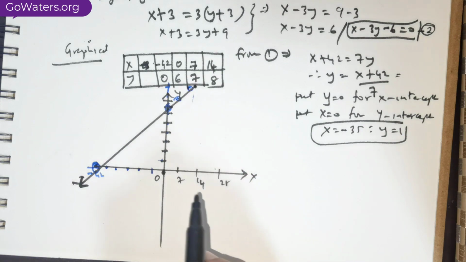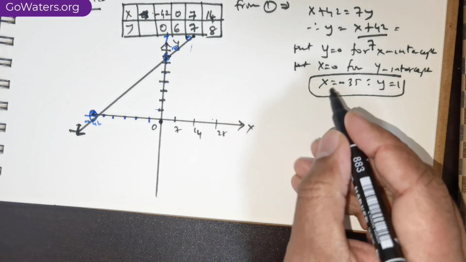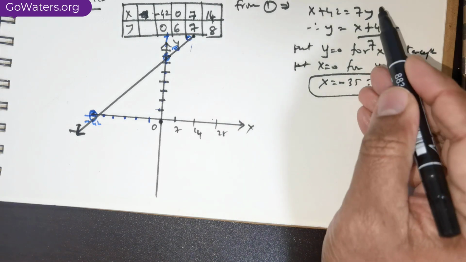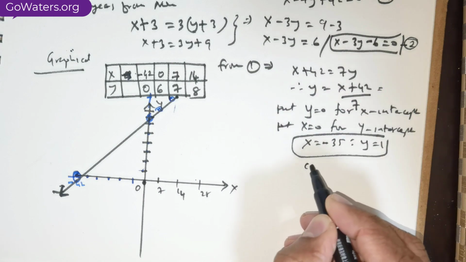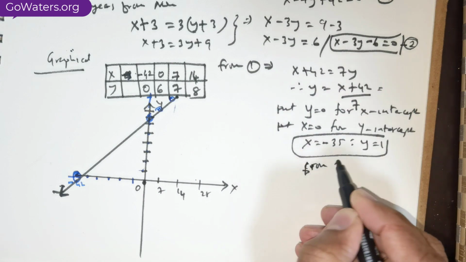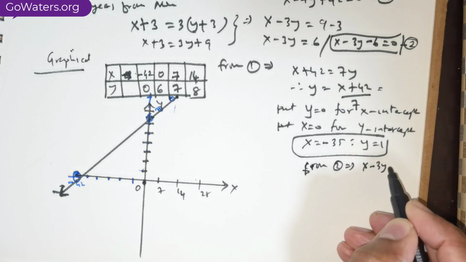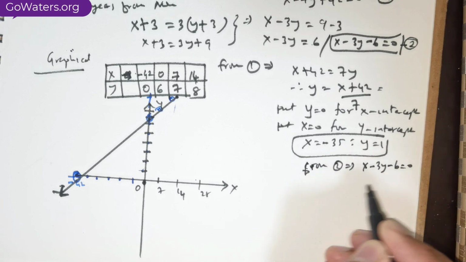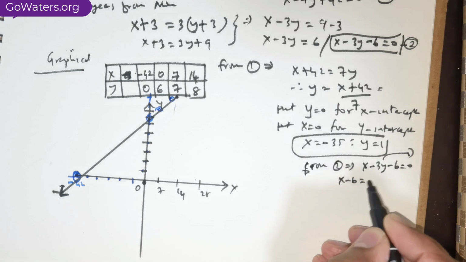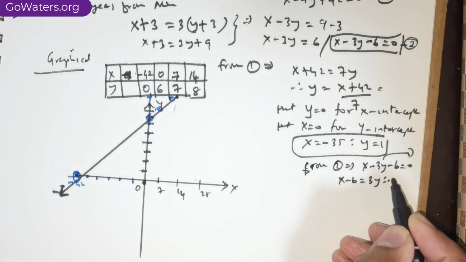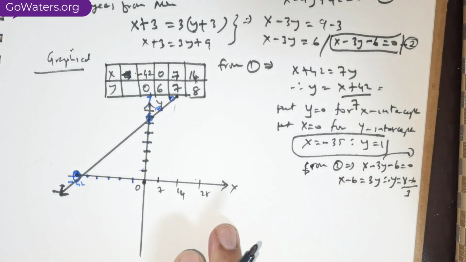Now we can also simultaneously draw the graph for the second system. So let us do that. So the second system we have got is over here. So consider, or you can simply state from 2, what you got? You got x - 3y - 6 is equal to 0. I'm going to rewrite this by moving this negative 3y to the other side. So x - 6 is equal to 3y. Therefore y is equal to (x - 6) divided by 3. This is what you got.